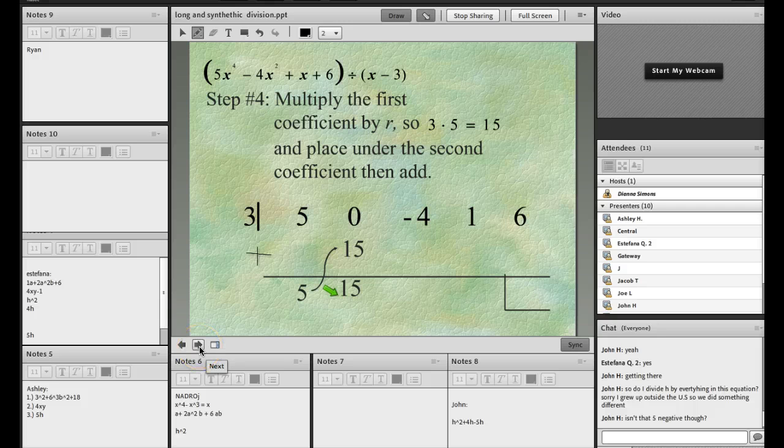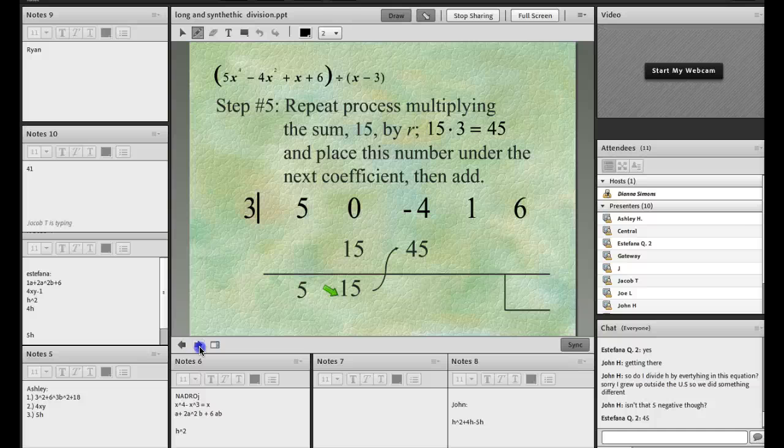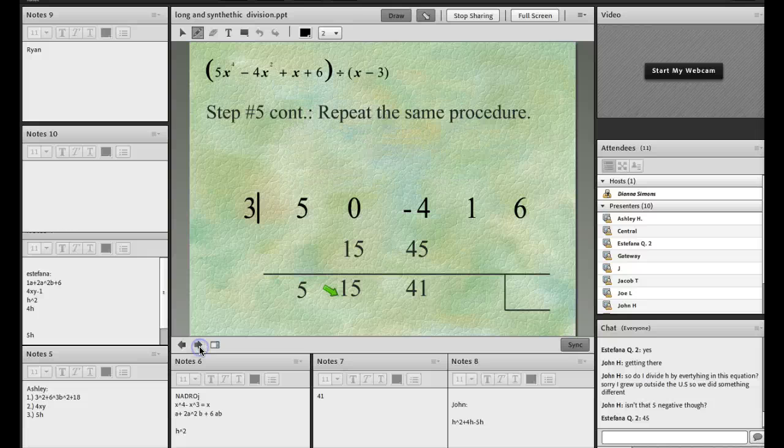Jordan over here said 45, and that's right. And if you guys don't know that, I don't care, use a calculator. 3 times 15 is 45. Again, you're going to add. -4 plus 45 is 41. Negative. No, positive, sorry. That's a -4. I've got to watch my signs. I'm terrible. All right. 3 times 41, 123.